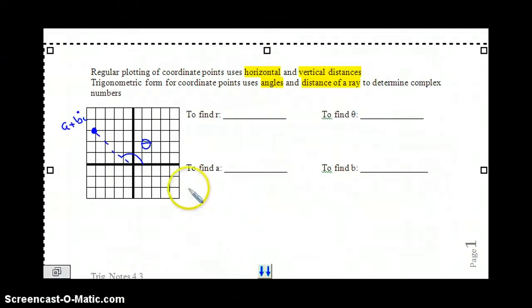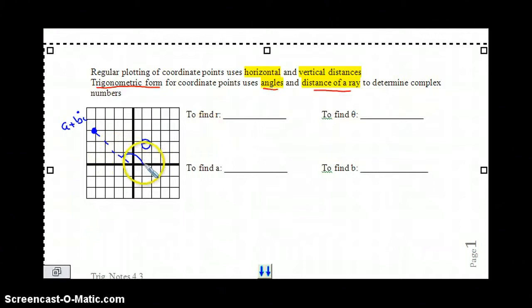Now we're used to plotting coordinate points as horizontal and vertical distances. For example, if I asked you to plot the point negative 4, 3, you would go over to negative 4, and you go up to 3. That is a regular coordinate point. But what we're going to be talking about now when we talk about trigonometric form is we don't necessarily want this horizontal and this vertical distance. We now want an angle and a distance of a ray.